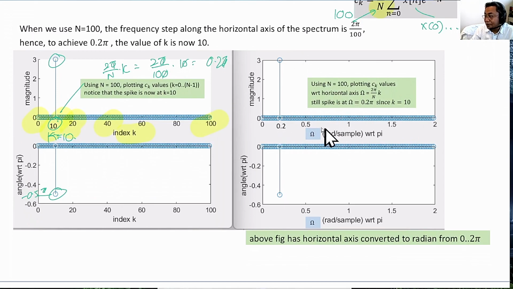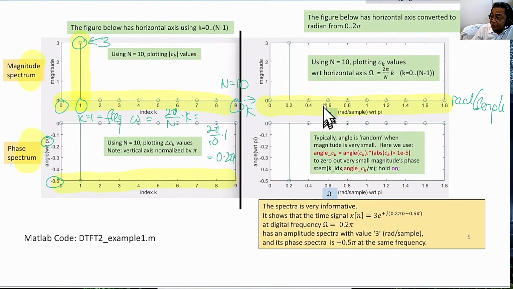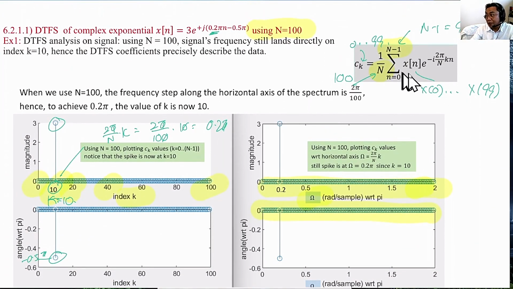And what about on the right hand side? On the right hand side, I converted k into radian per sample, and in fact this is exactly again at 0.2 pi, but now it has more points in between as compared to the previous graph, because we have used N equals 100. Therefore we are now sampling more points along this angular frequency. That's all. So the whole idea is that if you use a longer sequence, you are actually computing this Fourier series across more frequencies. In this particular case, it's useless because everything else is 0.